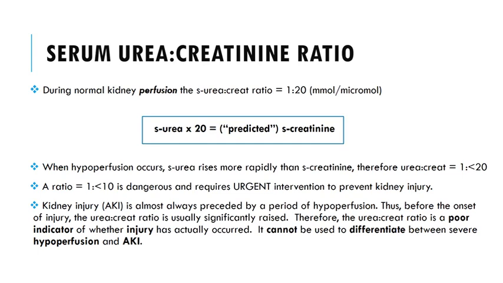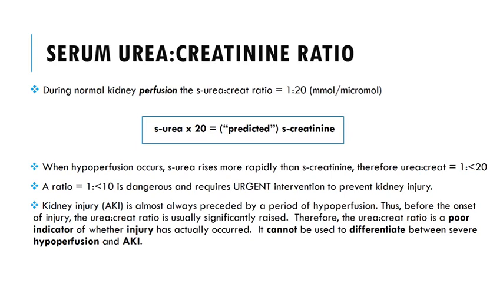During normal kidney perfusion, the serum urea creatinine ratio is approximately 1 to 20. When you get hypoperfusion of your kidneys, this ratio changes as your urea tends to rise a lot faster than your creatinine. When this ratio gets to 1 to less than 10, that's when it becomes quite dangerous because now you're at risk for getting intrinsic kidney injury, so you need urgent intervention.